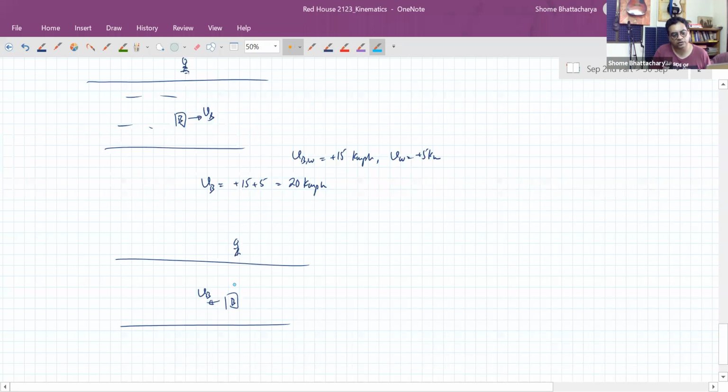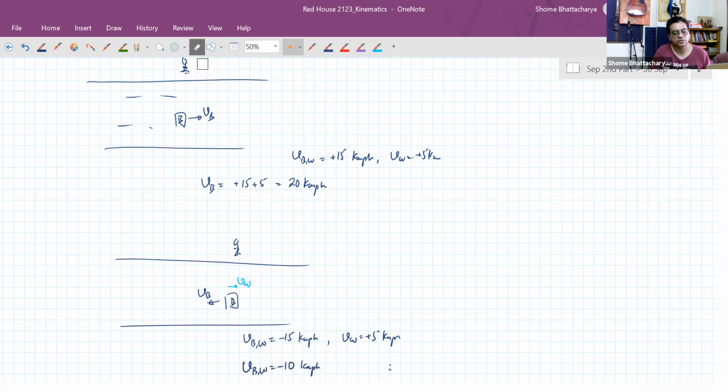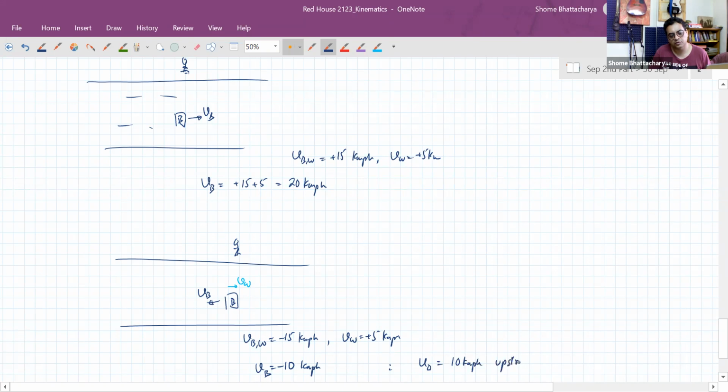Whereas in the part where the boat is moving upstream, because the water is flowing downstream, in this part the velocity of the boat with respect to the water is minus 15 if you consider the direction. So the velocity of the boat in the ground frame will become minus 10. So this is 10 kilometers per hour upstream. Without sign convention, if we write it's like this, okay.